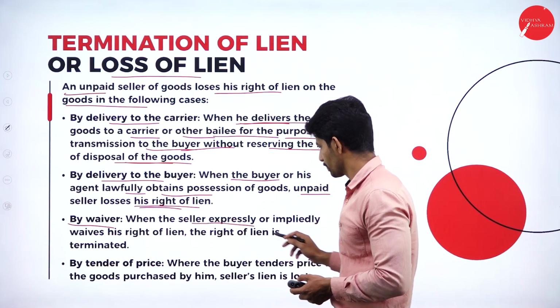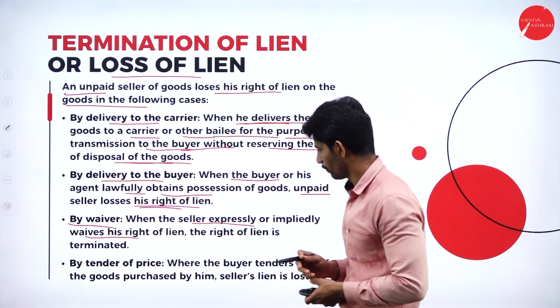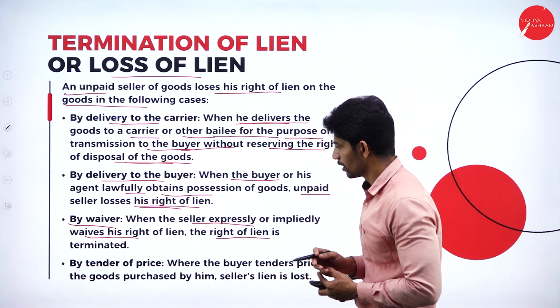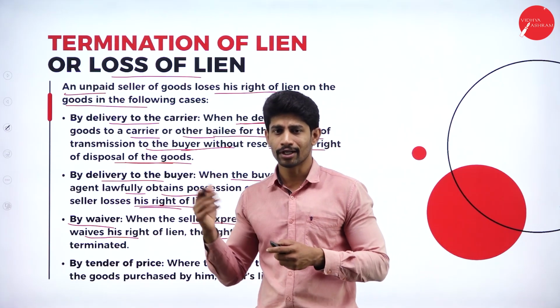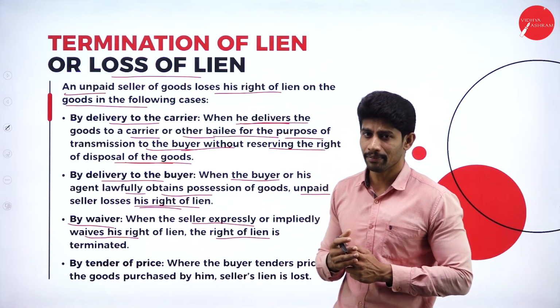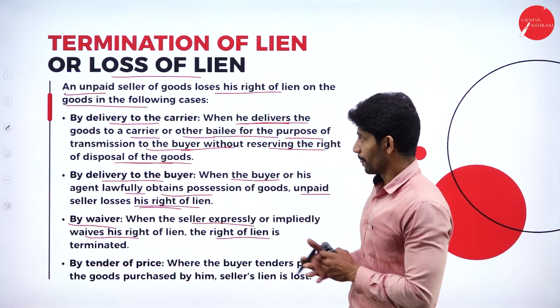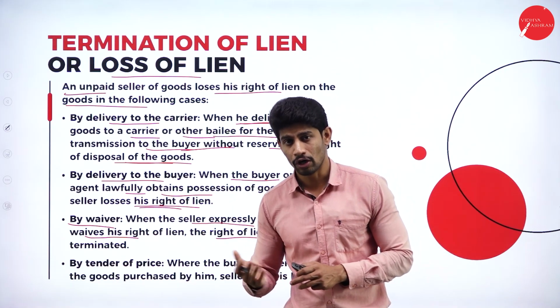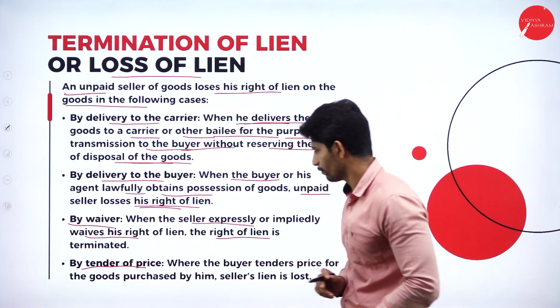Next, by waiver. When the seller expressly or impliedly waives his right of lien, the right of lien is terminated. So sometimes if the seller waives whatever amount is supposed to be given by the buyer, at that time the loss of the right of lien will occur.